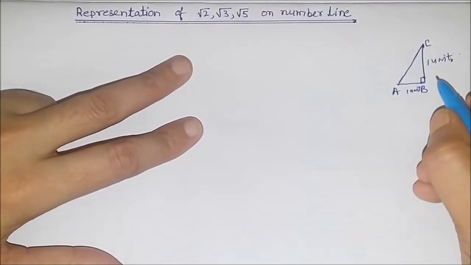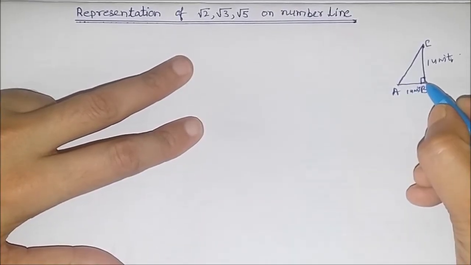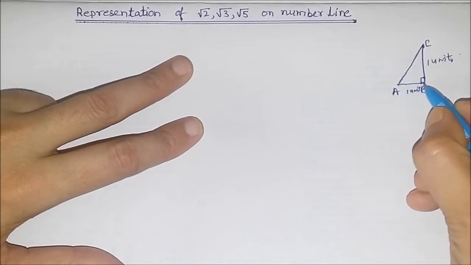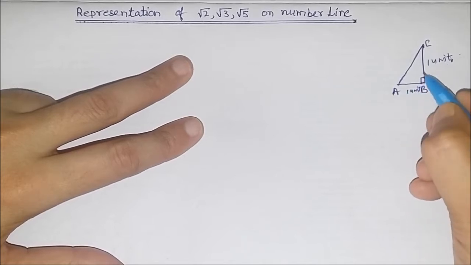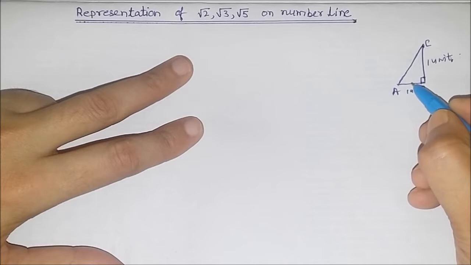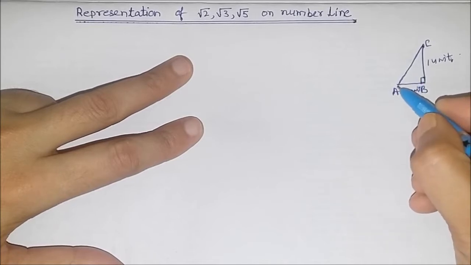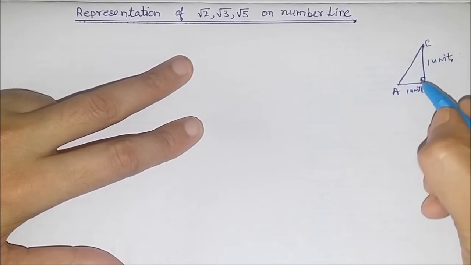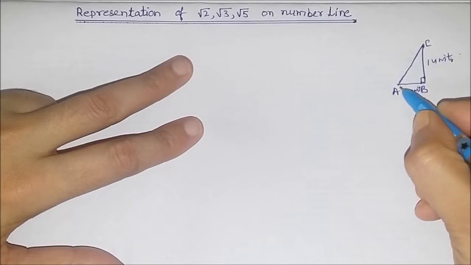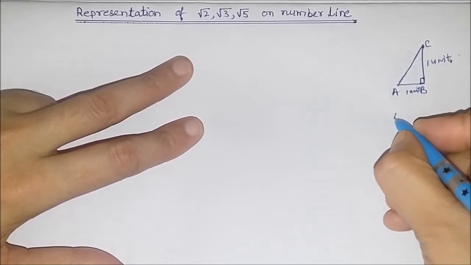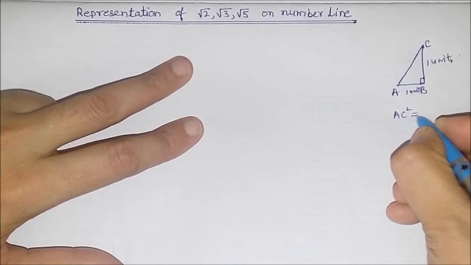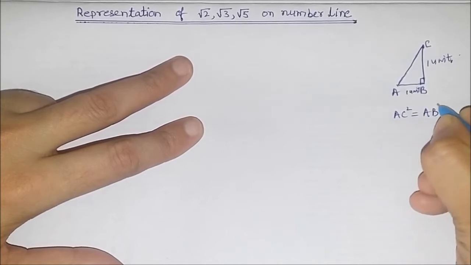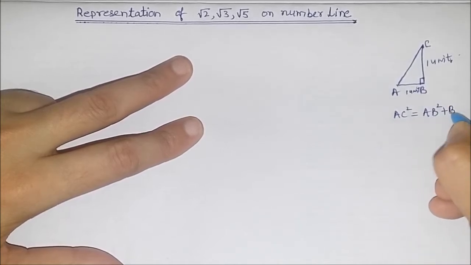Let us take a right angled triangle. This triangle is right angled at B, length of AB is 1 unit, length of BC is 1 unit. Using Pythagoras theorem in this triangle, we know that hypotenuse AC square is equal to the sum of squares of the other two sides. So AC square is equal to AB square plus BC square.